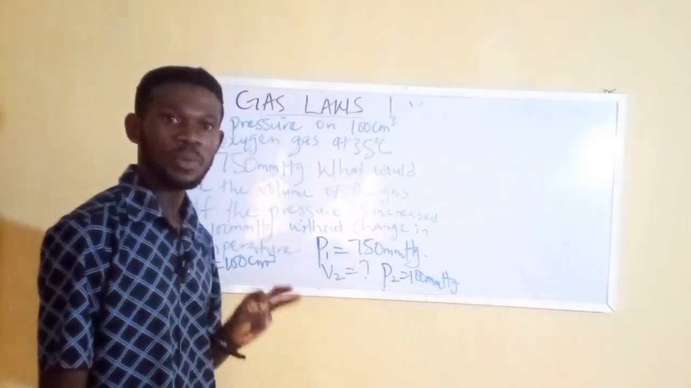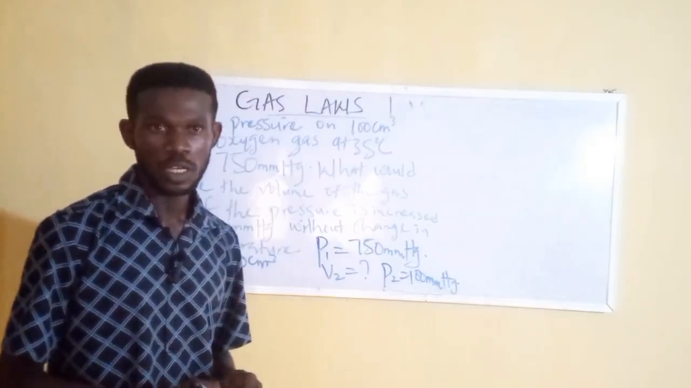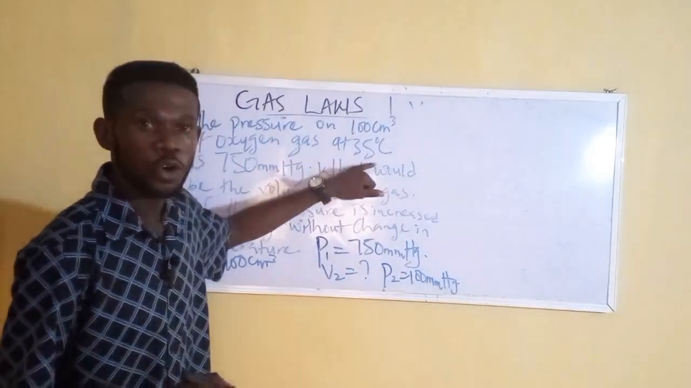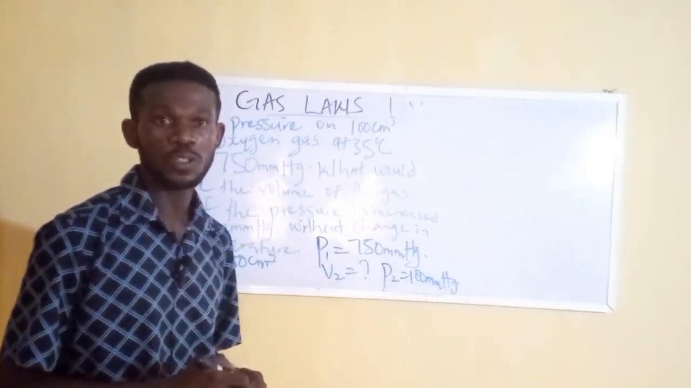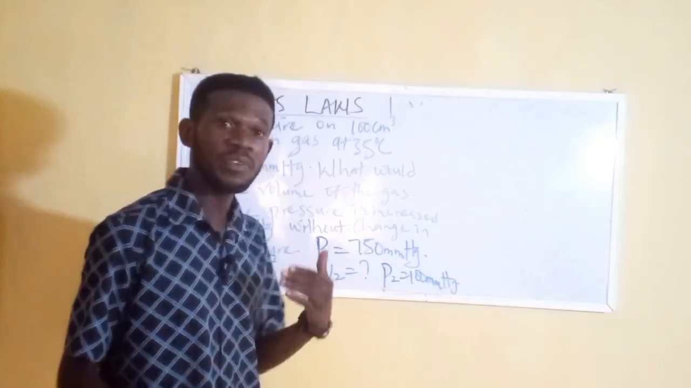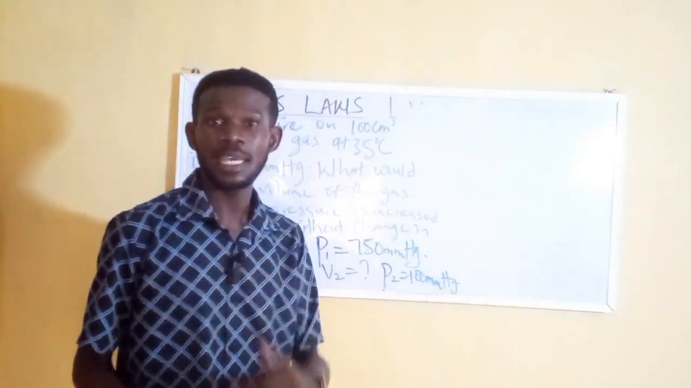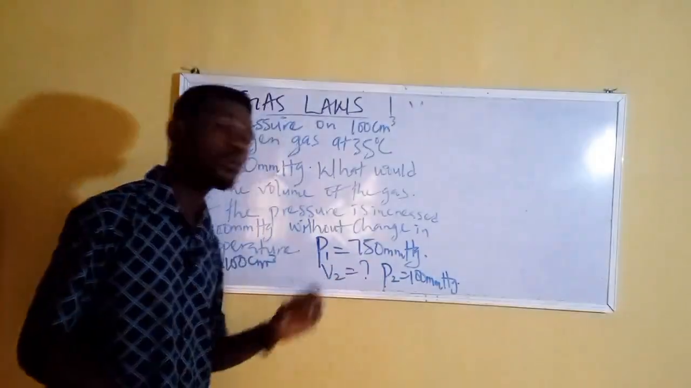What we need is our P1 V1, P2 V2. We are working with Boyle's law. Anytime you have a constant temperature, we do not need to insert it in that question. We just work with Boyle's law, because Boyle's law says that the volume of a given mass of gas is inversely proportional to its pressure, provided that the temperature is kept constant. So as far as the temperature is kept constant, we can work with Boyle's law.